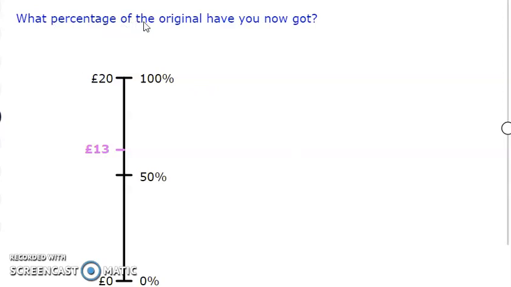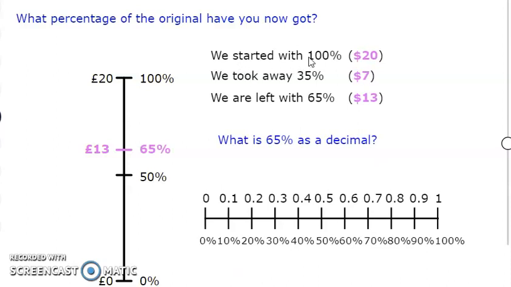What percent of the original value have you got now? So let us check. We started with 100%, $20. We took away 35%, $7. We are left with 65%, that is $13. Why 65%? 100 minus 35 is 65. 20 minus 7 is 13.